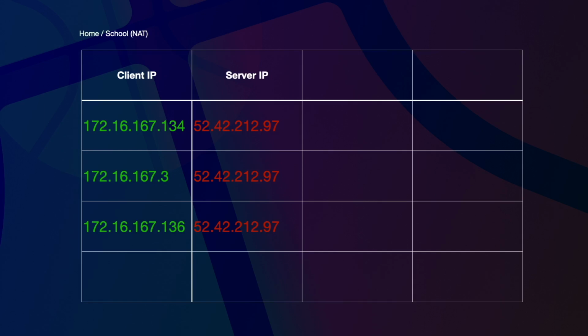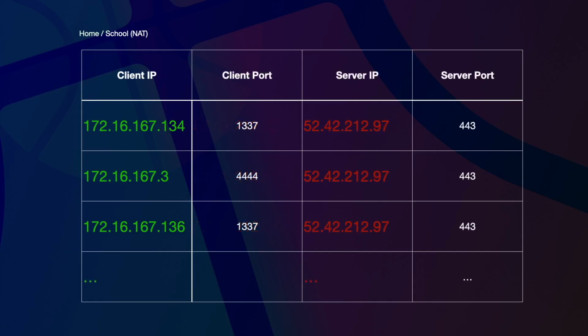So basically, it has this table where it does a mapping of private to public IPs. And you can see here, this isn't very useful to do right now. So let's go ahead and add some additional information here. We have some client port information and server port information. And so each client will generate a random client port along with that IP address.